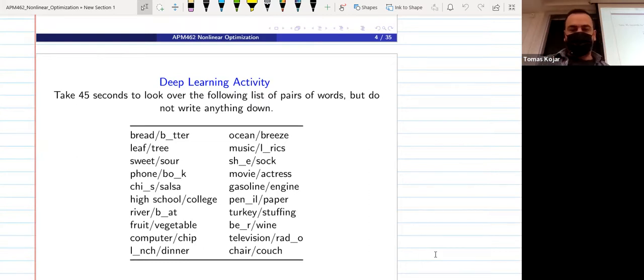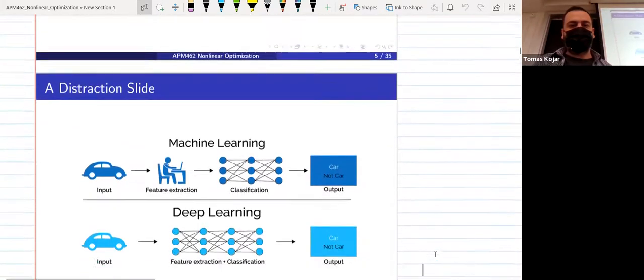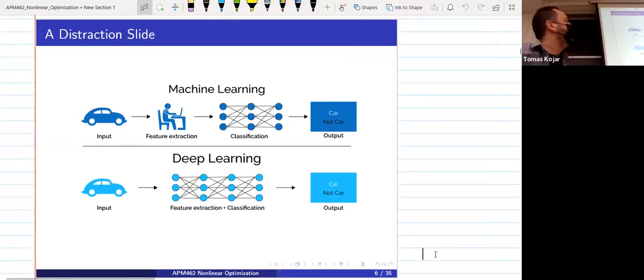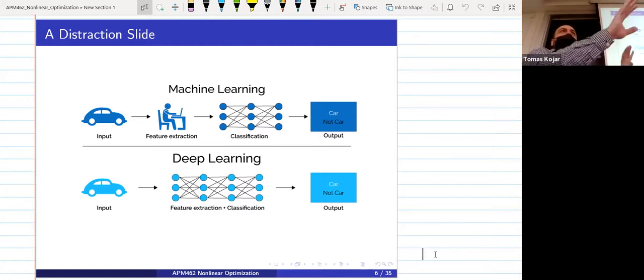All right, so now what a distraction slide. So the difference between machine learning and neural nets, if you know anything about this, is that in deep learning, you don't need a human to label cat, dog, cat, dog, cat, dog. The AI can figure out what's cat, what's dog. Right, so you don't need to label. It's called unsupervised learning. Okay, so that's the distraction.